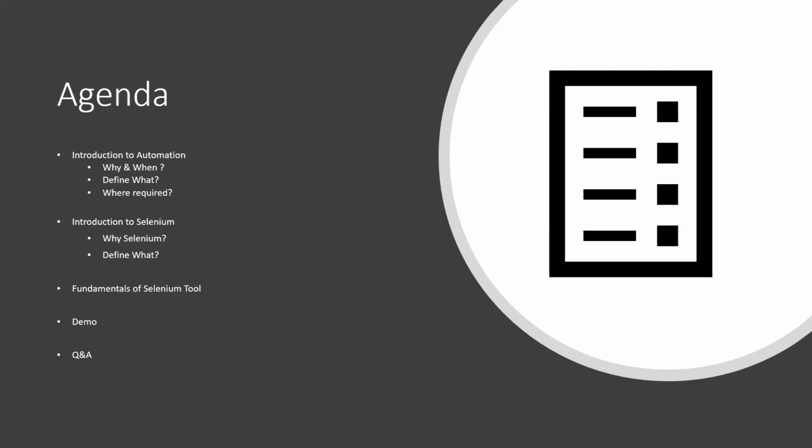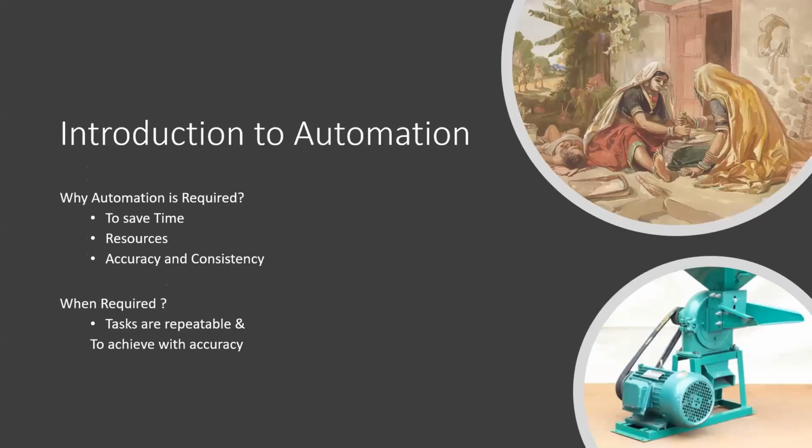Let's move on to the next topic, the introduction to the Selenium tool. You can see two pictures: two ladies grinding grains, and a machine which grinds the grains. This is a small example of automation, of how automation is done. The ladies are putting in a lot of effort grinding the grains and making them into powder. It's a lot of effort and it consumes a lot of time. And over time, the powder may not be consistent.